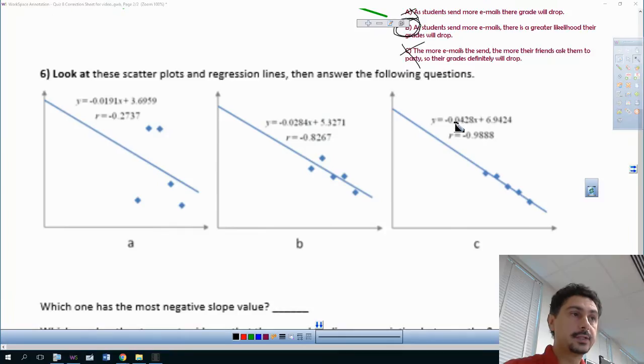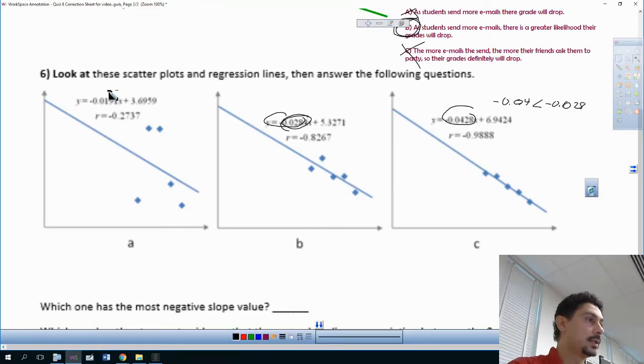So negative 0.04, that's, I'm approximating now, that value is less than negative 0.028, I'm sorry, that one, which is less than negative 0.019. So the bottom line is you have to remember your orders of numbers, and you should know negative 0.04 is the most negative. So that would mean graph C. And I hope you put a C there. Next problem. Okay, next part.